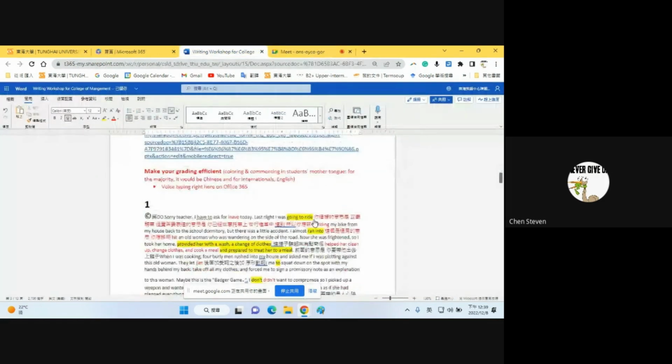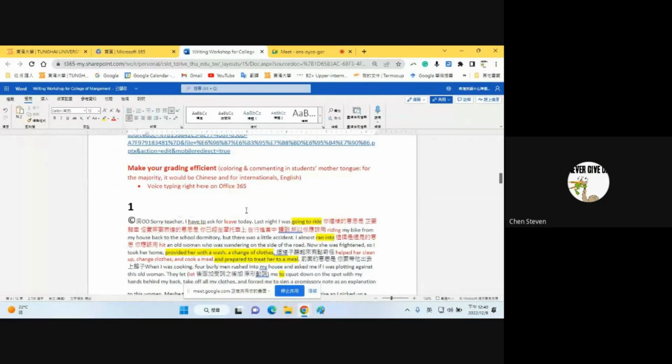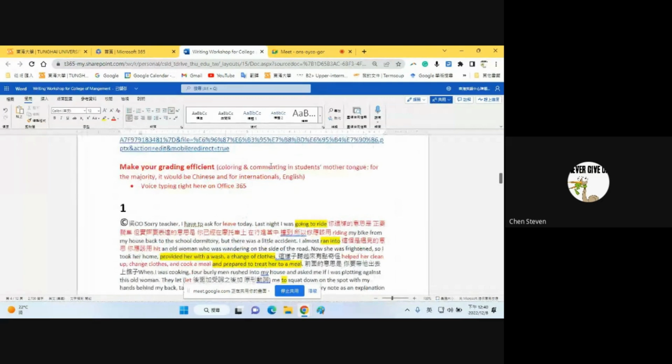Okay, and next, I want to share with you how to make your grading efficient, by which I mean you have to use coloring and commenting in students' mother tongue. For the majority, it will be Chinese, and for international students, you have to use English. Let me give you some examples. You could do it here at Office Sunday.